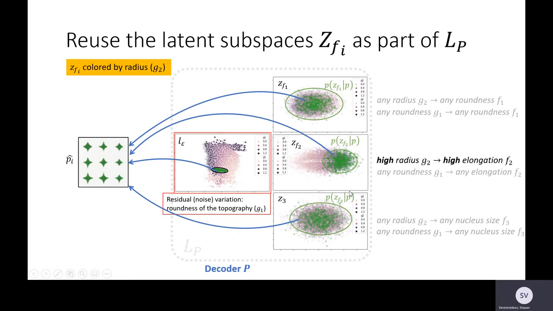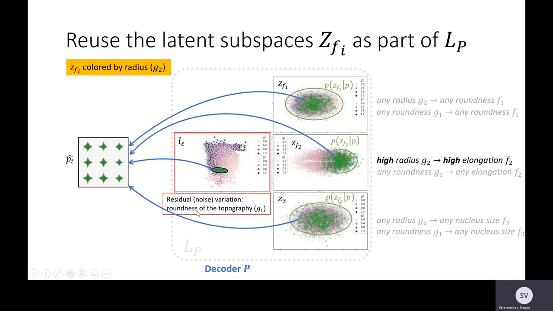And if we look at the third ZF3 subspace, there is also no relation, no structure according to radius or roundness, since there is no connection with the nucleus size. What is also interesting in this part is that the L epsilon subspace corresponds to the residual variation in the topographies that has no relation to the influence on cell images.